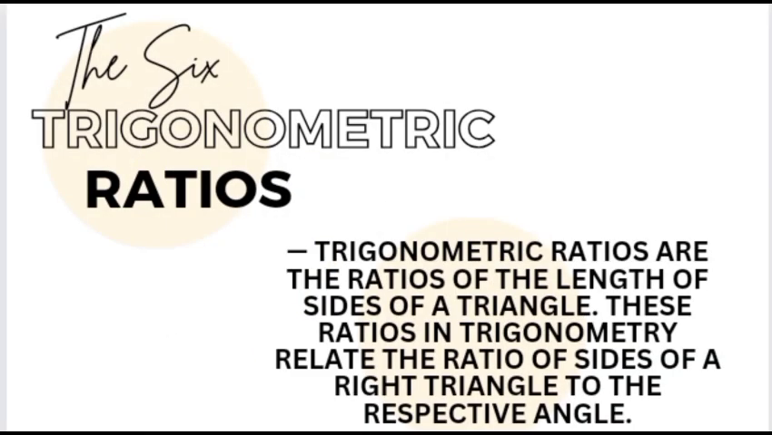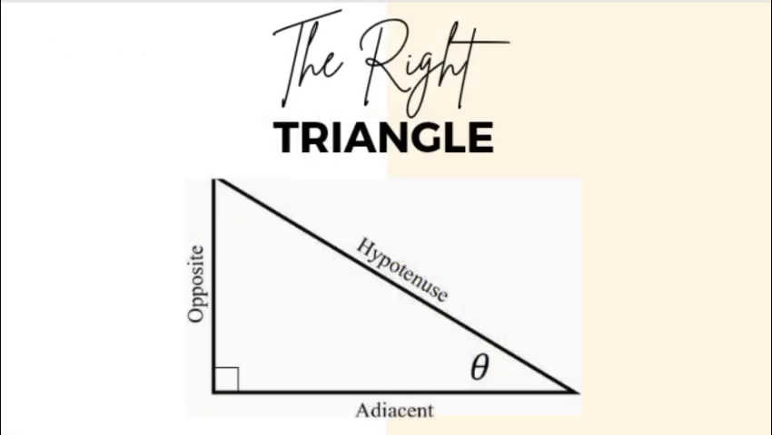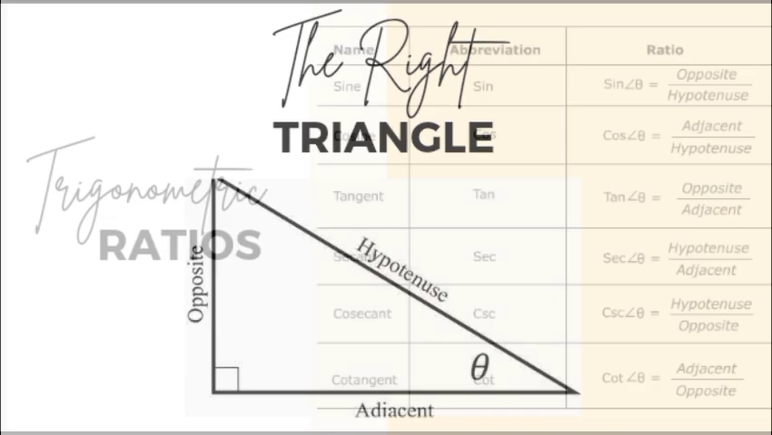So trigonometric ratios are the ratios of the length of sides of a triangle. These ratios in trigonometry relate the ratio of sides of a right triangle to the respective angle. So let us have a look at the right angled triangle that is shown. Trigonometric ratios can be used to determine the ratios of any two sides out of a total of three sides of a right angled triangle in terms of the respective angles.